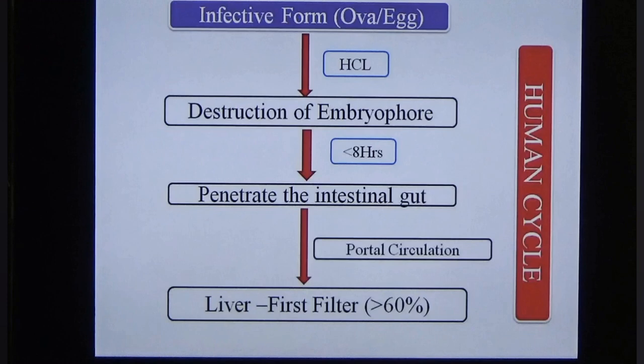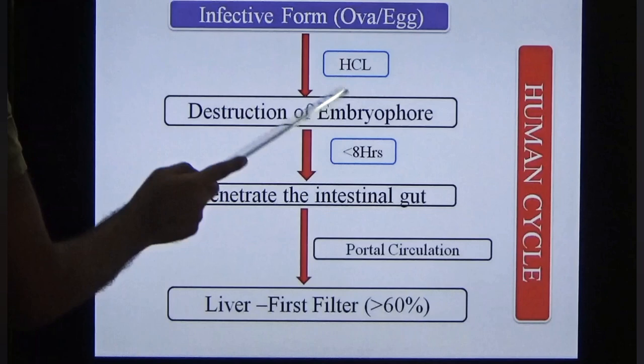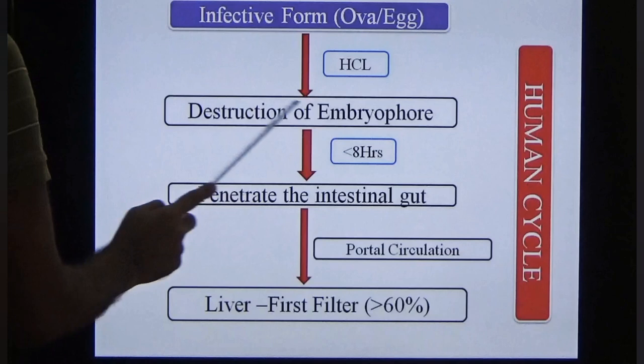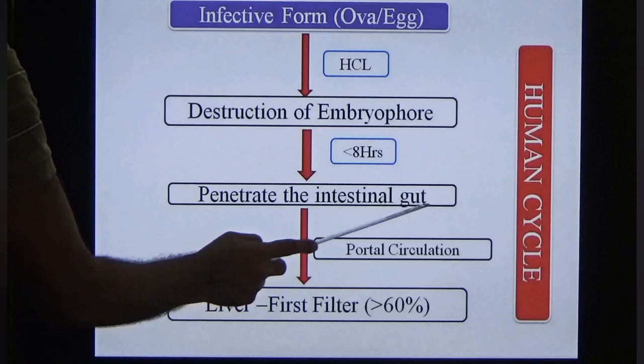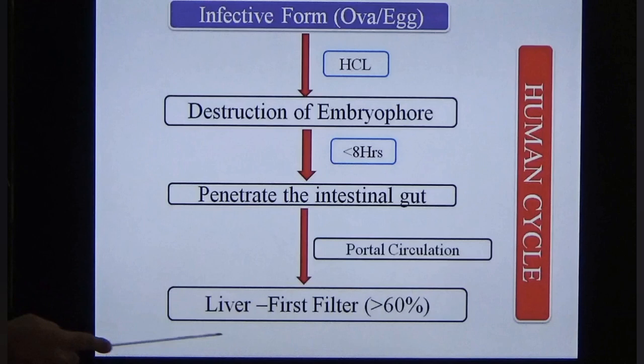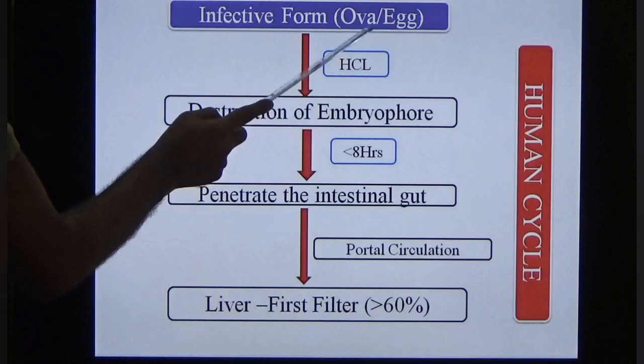The infective form for the human, as we are aware, is the ova. It will enter the human GIT. The stomach has HCl, so HCl will destroy the eggshell of the ova. Remaining inside the eggshell there is an embryo, the oncosphere. This will penetrate the intestinal gut within 8 hours of infection. Then through the portal circulation it reaches the liver. The liver is known as the first filter, which means the first organ affected is the liver. Some of the parasites will settle here. About 60% of the parasites will settle in the liver.